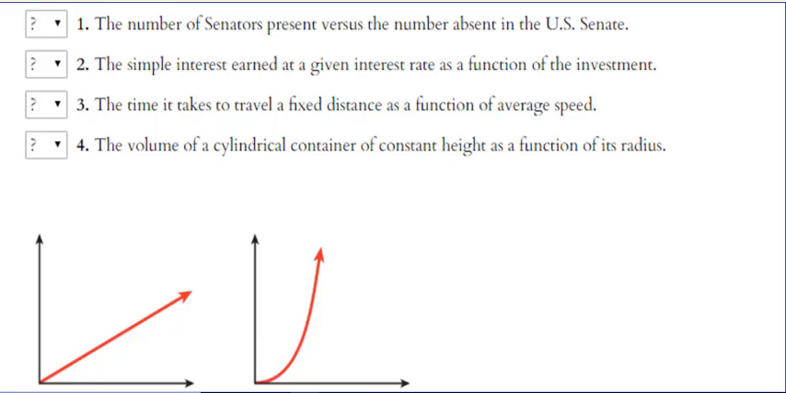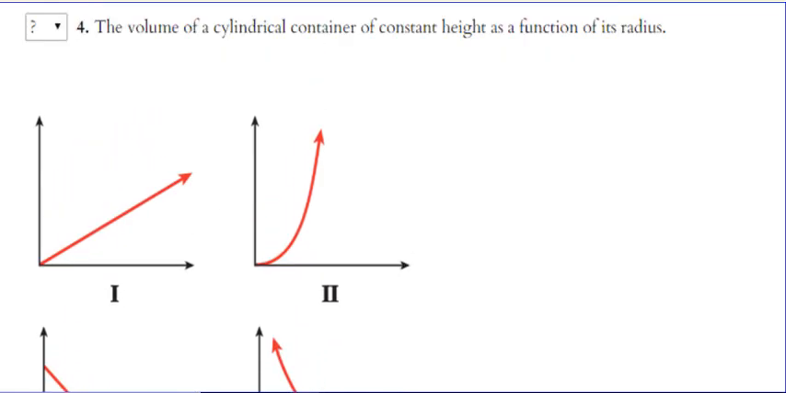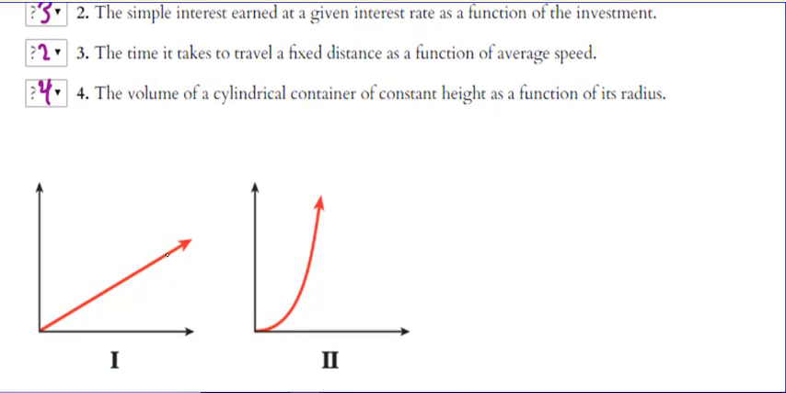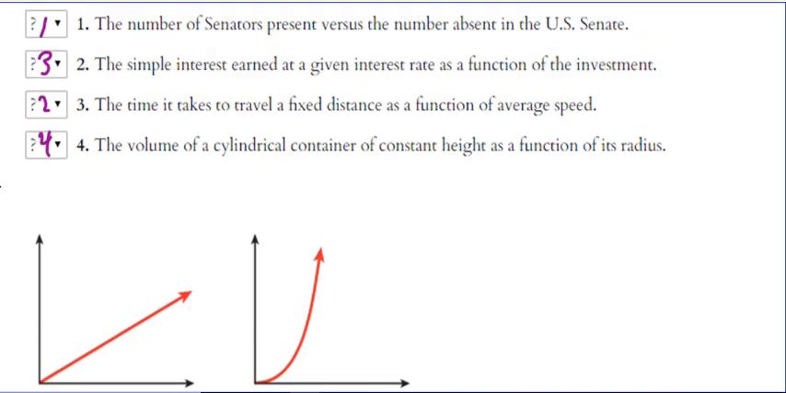Alright, the number of senators present versus the number absent in the U.S. Senate. Okay, that's 1, that's 3, that's 2, and that's 4. Now I'll explain it. It's going to be linear for the first one because you're looking at how many are there compared to how many are absent.